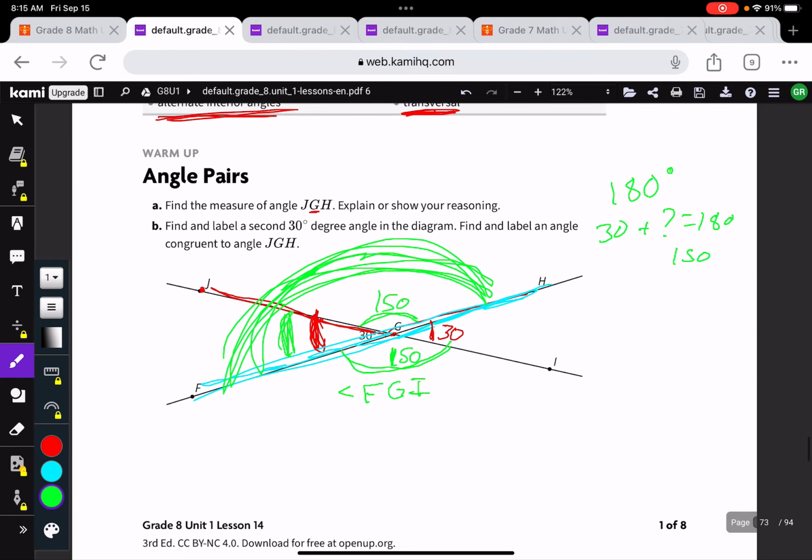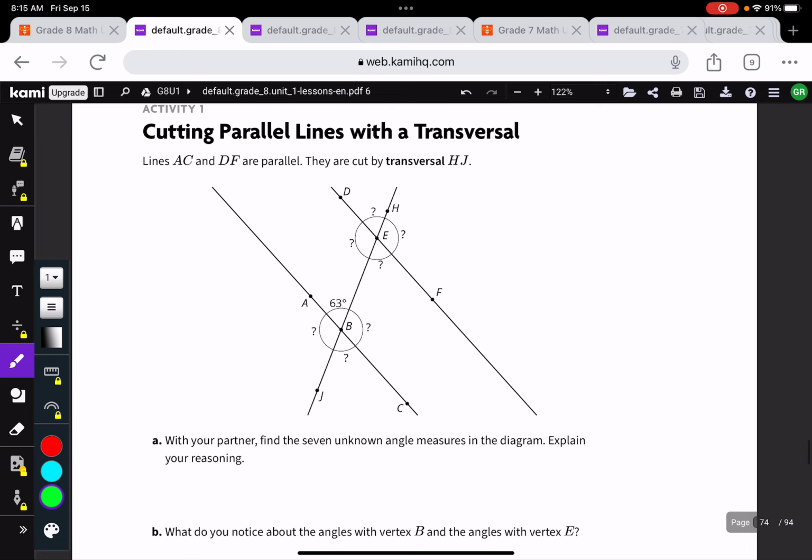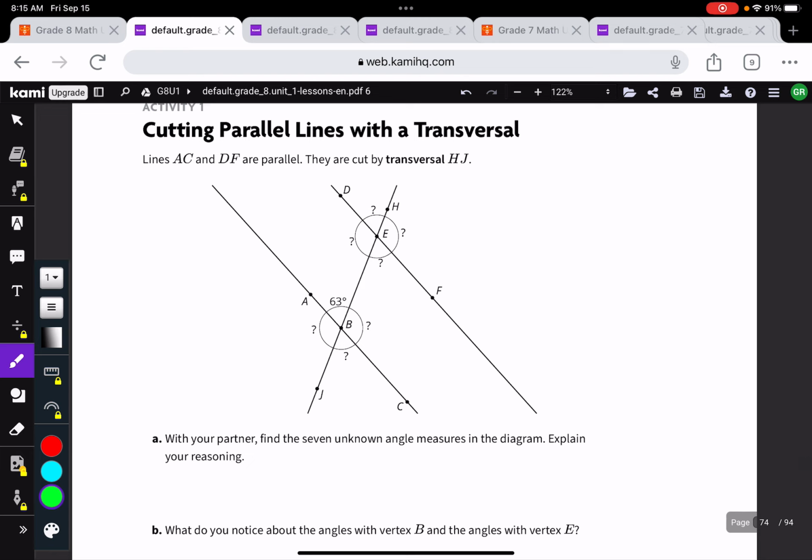But we are going to notice a little twist today. So let's go to activity 1. It's cutting parallel lines with a transversal. It says lines AC and DF are parallel. They are cut by transversal HJ. It says with your partner, but we're going to just try doing this on our own. If you want, you could sneak a peek. Although you could call me your partner today, because I'm making this video.